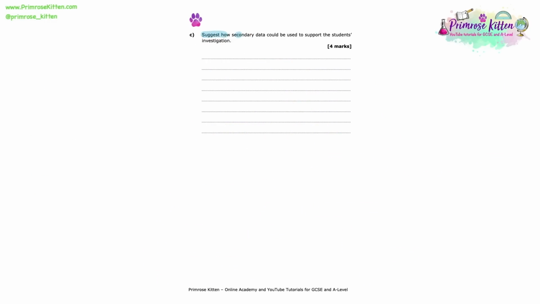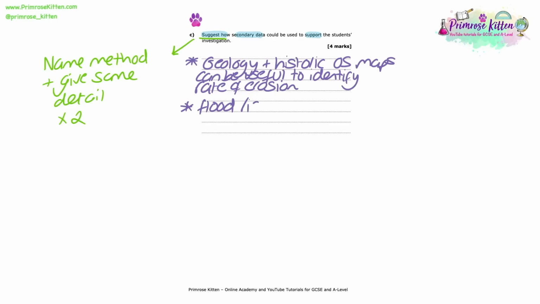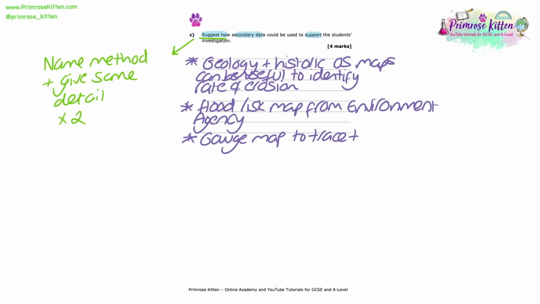Part C. Suggest how secondary data could be used to support the student's investigation for 4 marks. To achieve full marks on this question, you should aim to identify at least 2 methods and give some supporting detail for each. Possible responses here might include the use of geology or historic ordnance survey maps to identify the rate of erosion, or you might use a flood risk map from the Environment Agency, or a gauge map to trace the river downstream looking at the risks of flooding.